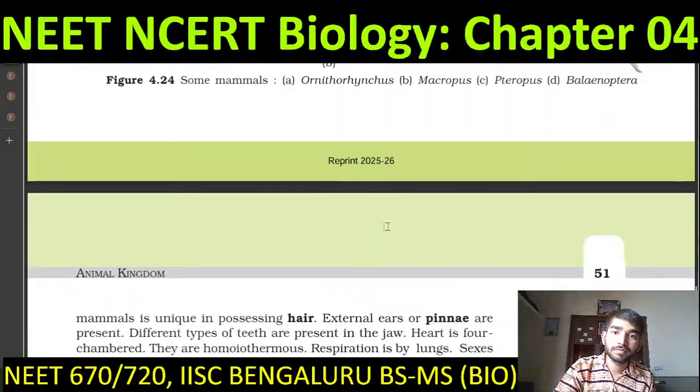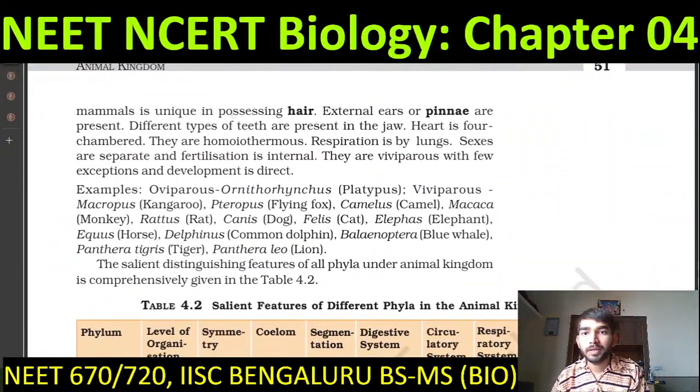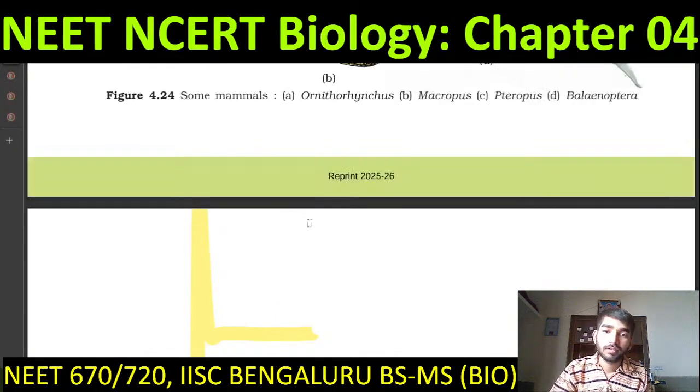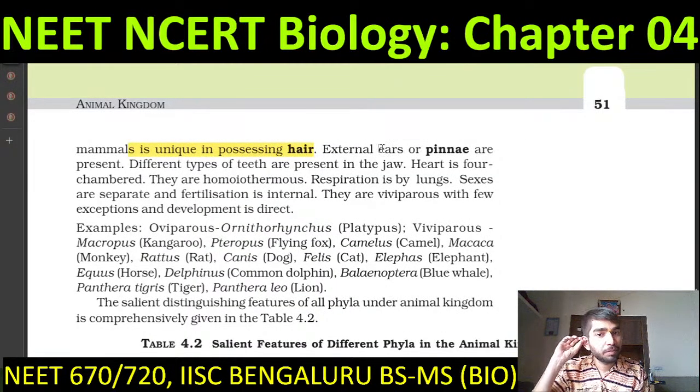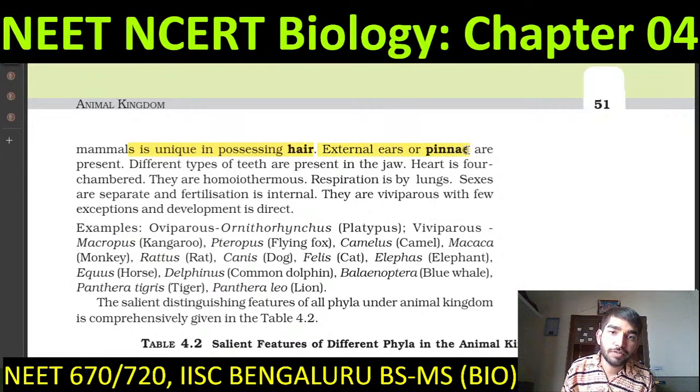The skin of mammals is unique in possessing hairs. So they also have hair. This is again an important quality, although it's not a defining quality, but it is a unique quality. External ears or pinna. So you can now think of yourself as a human, what all characters you have as a mammal also. So the external pinna, different types of teeth are present in the jaw.